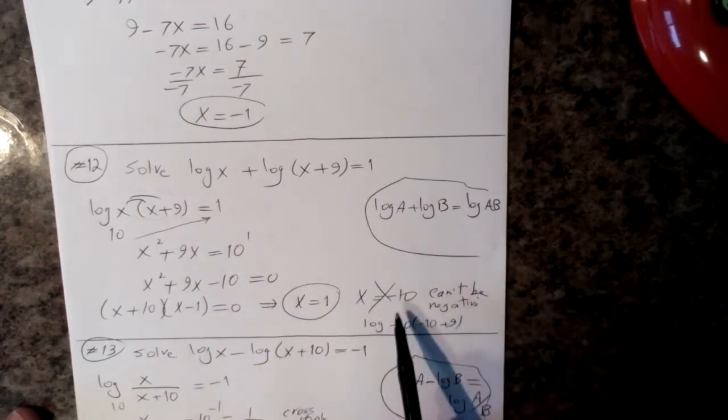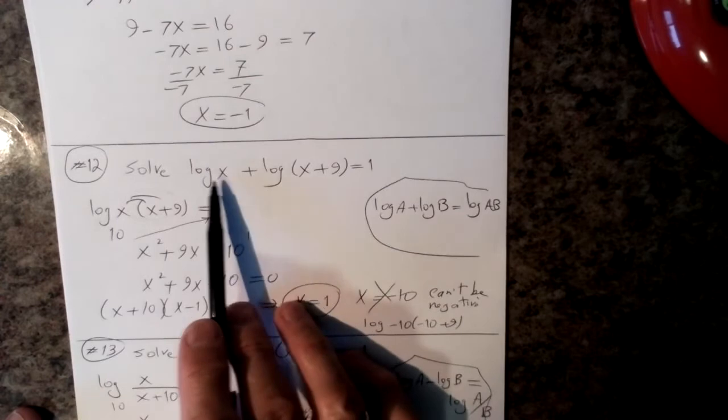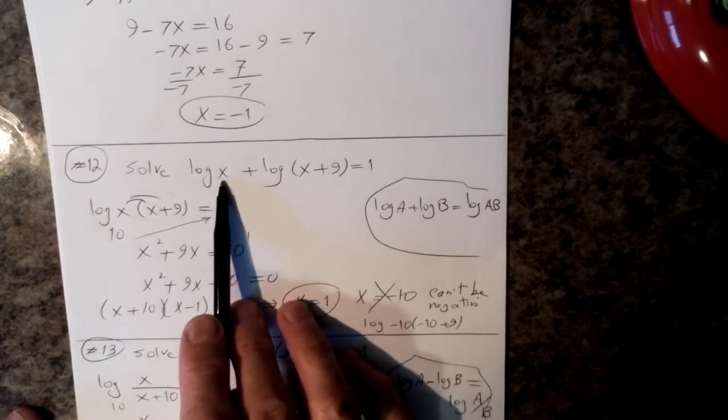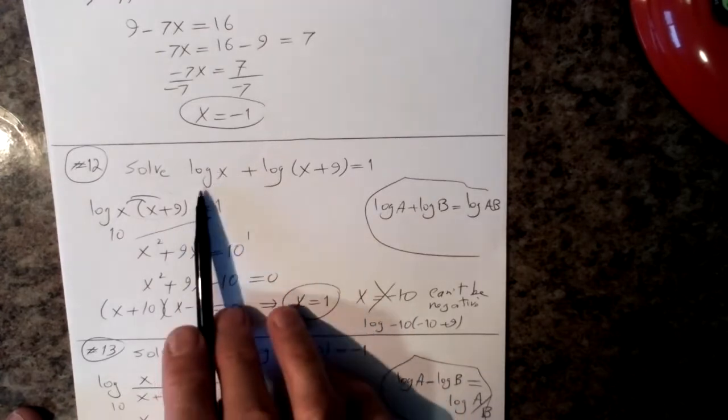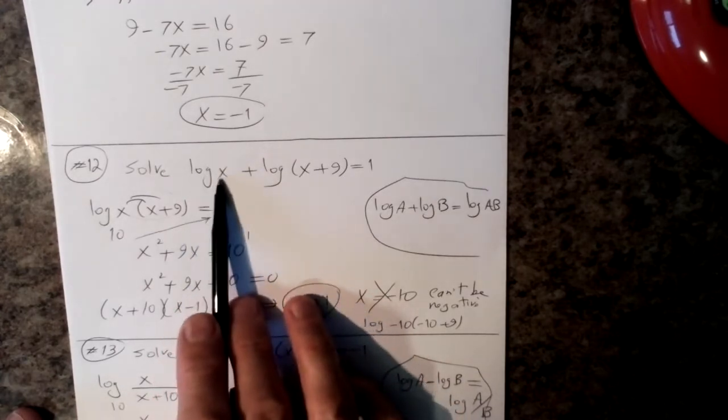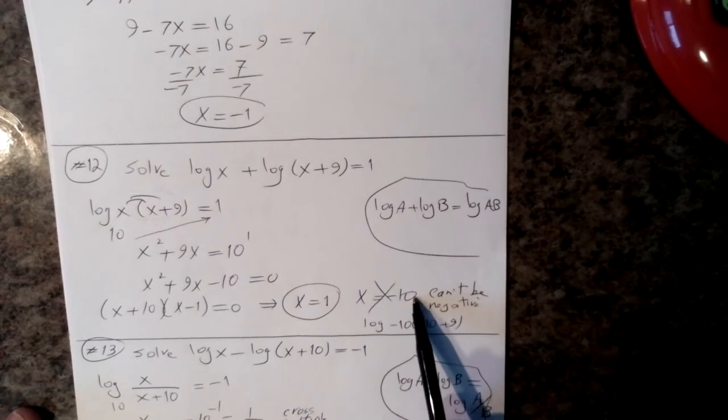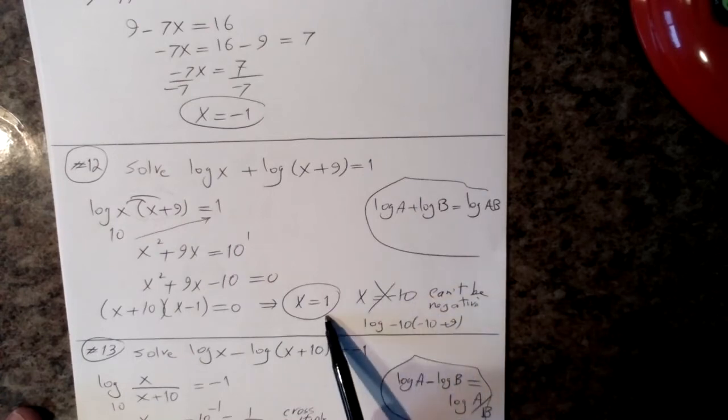We do not accept this one, the -1. Why? Because if, when you want to check, you take this -10 and put it here, what is log of -10? Calculator would give you error. After the log, you must have a positive number. Calculator doesn't understand log of negative number. It gives you error. So we do not accept this negative number, just a positive one.